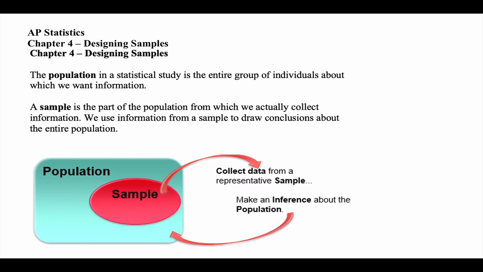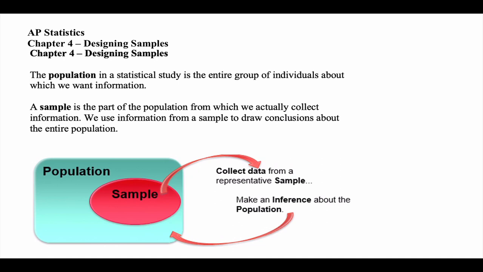Okay? So you collect data from the sample, and then you make an inference about the population. Inferences are conclusions. Inference is kind of seeing the future. You collect data from the sample, and then you use that to make decisions, conclusions about the population, even though I didn't get everyone. I didn't talk to everyone in the population. I only talked to a sample. But based on that sample, I can make inferences about the entire population, if done correctly. And that's what we're going to talk about. How do you do that correctly?